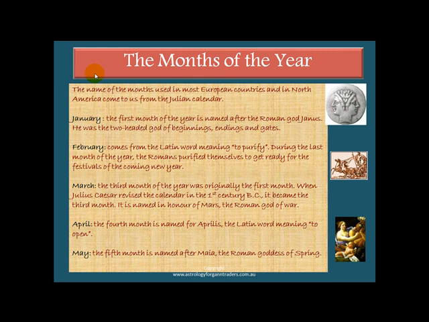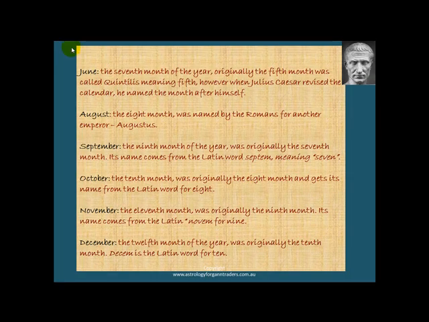April, the fourth month, is named after Aprilis, the Latin word meaning to open. May, the fifth month, is named after Maia, the Roman goddess of spring. July, the seventh month of the year, originally the fifth month, was called Quintilis, meaning fifth. However, Julius Caesar revised the calendar. He named the month after himself. Isn't that nice? August, the eighth month, was named by the Romans after another emperor, Augustus.